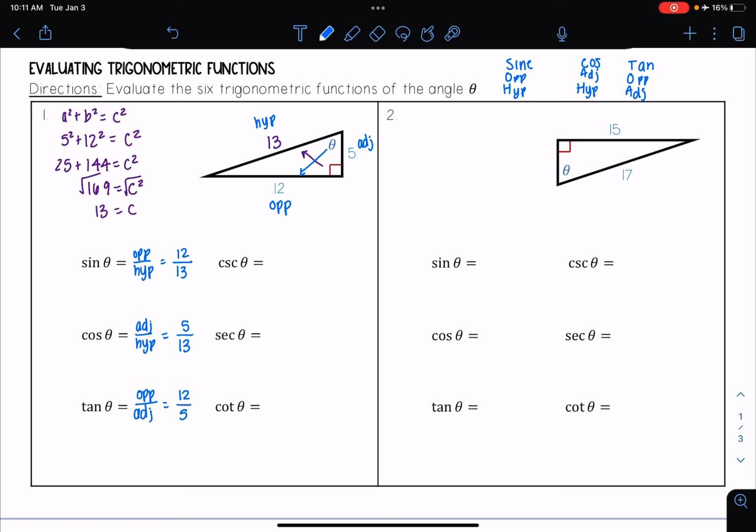And now to figure out the other 3, I just need to remember that they are the reciprocal of sine, cosine, and tangent. So cosecant is just sine flipped, so this is going to be 13 over 12. Secant is cosine flipped, so it's going to be 13 over 5. And then cotangent is tangent flipped, so this is going to be 5 over 12.